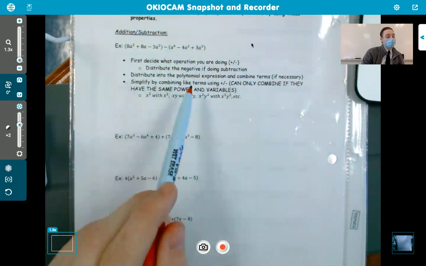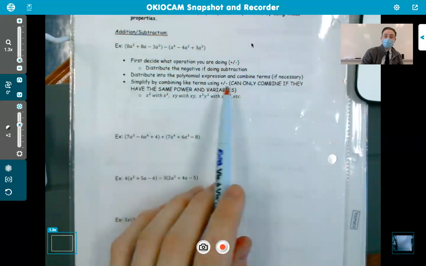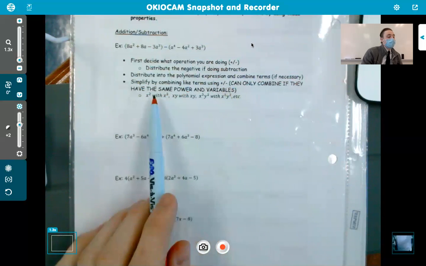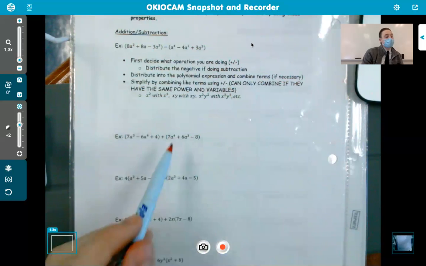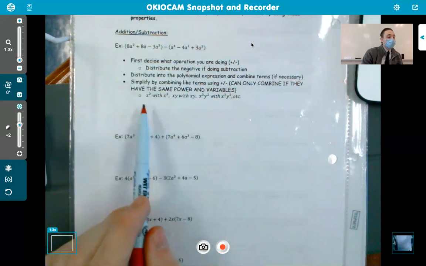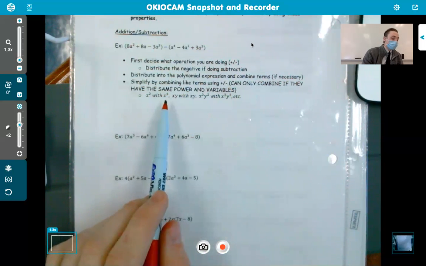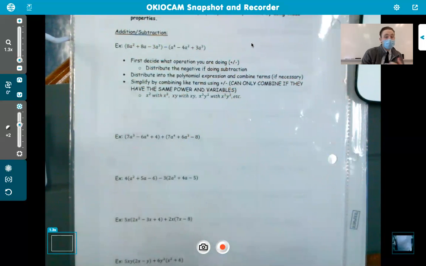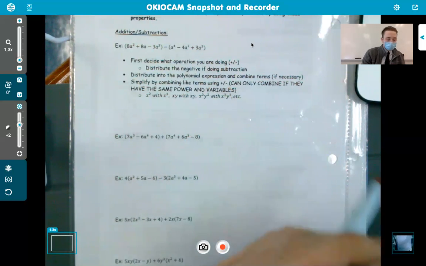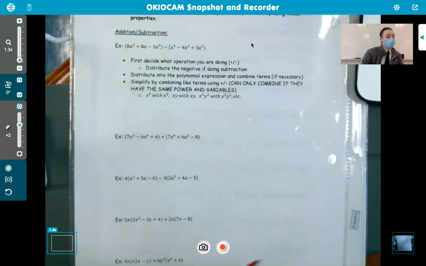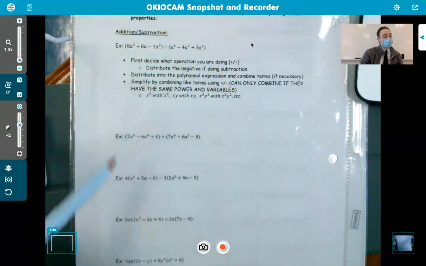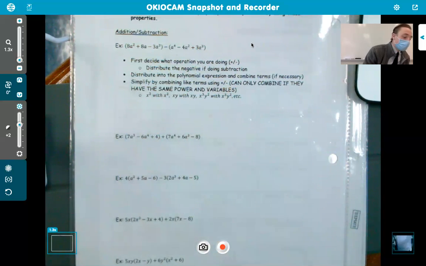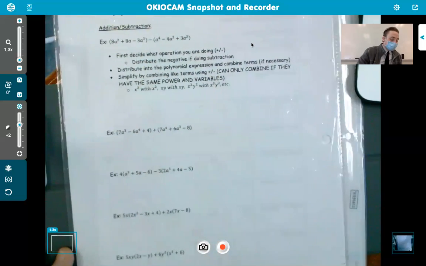And the only thing that we can combine, and that's why it's in capital letters there, is a variable if they have the same power. So you can only combine x squareds with x squareds, xy's with xy's if you have multiple variables. We'll see a couple examples of where that applies. I'll go through this first example on my own with these steps, and then we'll do a couple examples down towards the bottom as a class, all right?